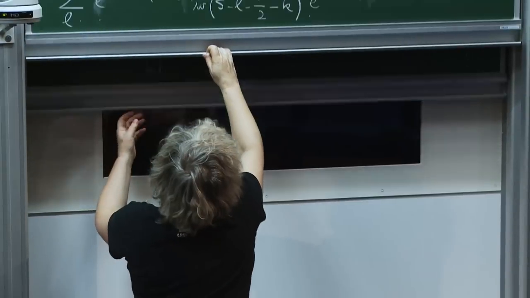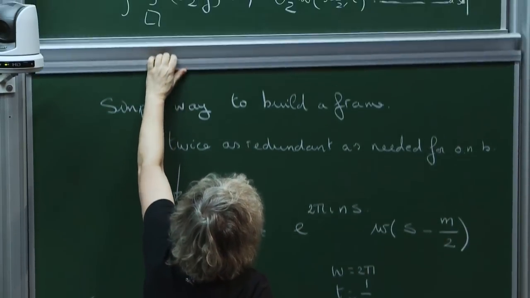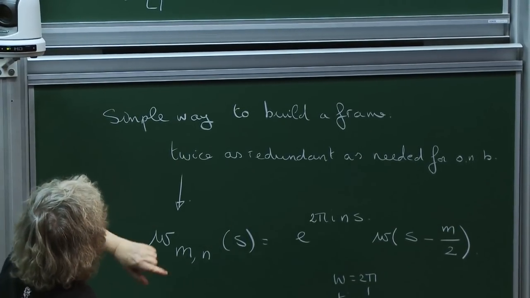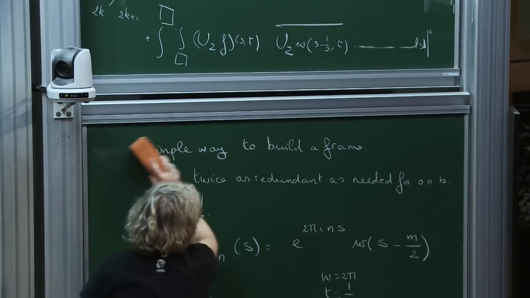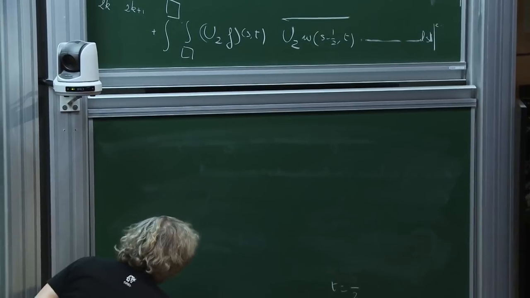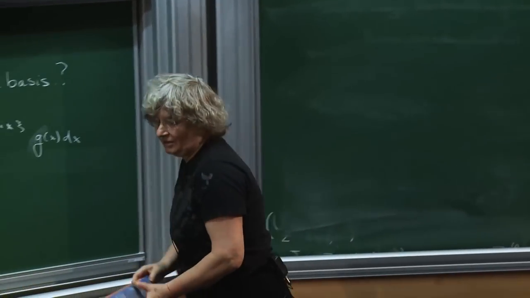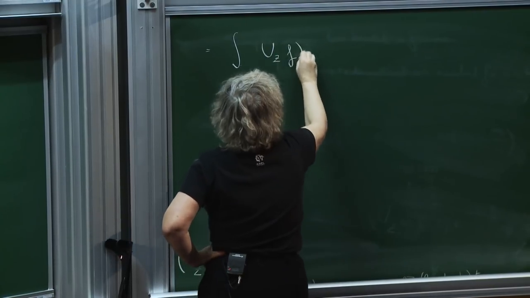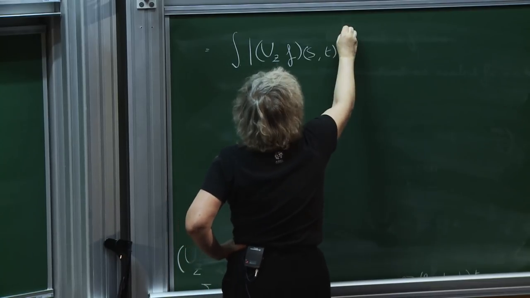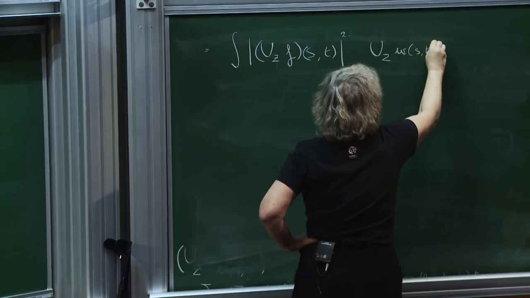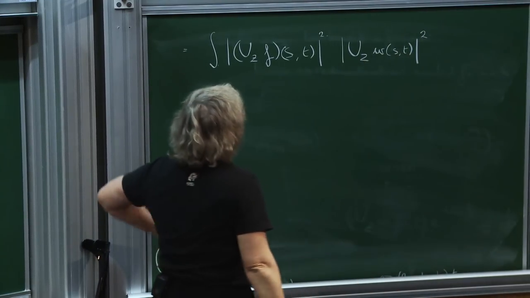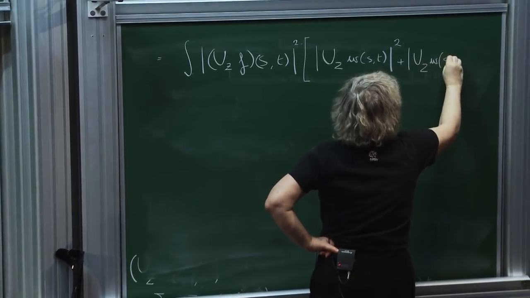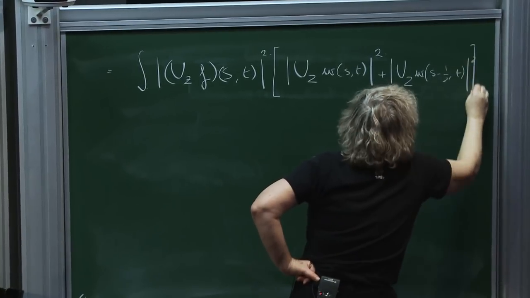Now, in both cases, I am looking at all the Fourier coefficients of the function on the unit square. So the sum squared of those is just giving me the L2 norm of that function. So in the first case, I get the integral of Uz f of s, t squared and Uz w of s, t squared, ds dt. In the second case, I have the same first factor, but I have this.